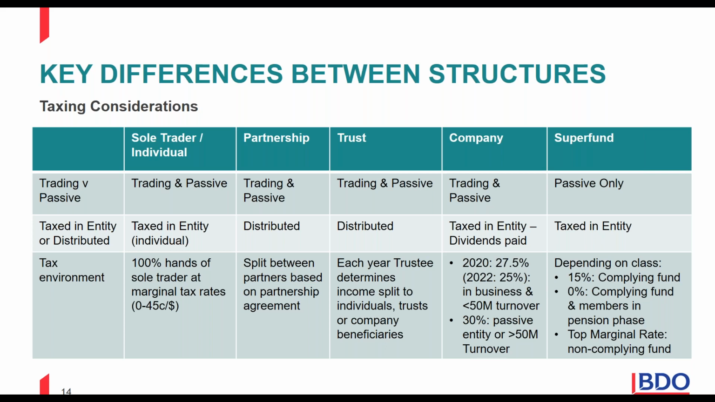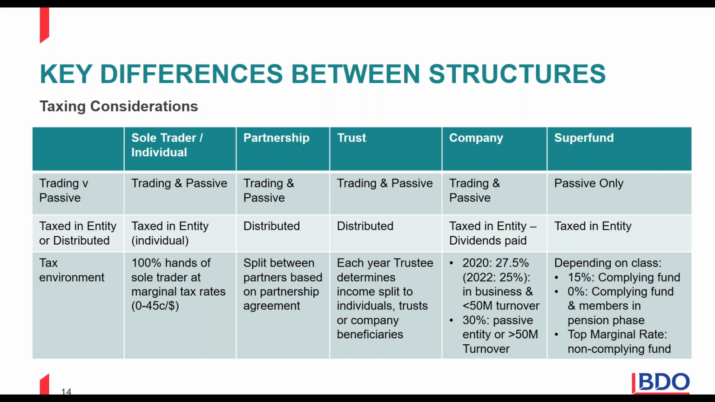Down to the tax rates, the individual tax rates would apply to a sole trader. The marginal tax rates for individuals would apply. Equally for partnership, as I mentioned before, the income is split between the partners, generally going to be based on the partnership agreement and taxed at their tax rate, whether individuals, marginal rates, companies, corporate tax rates. Equally so for trustee, noting that on distribution, the trustee will determine the income split.